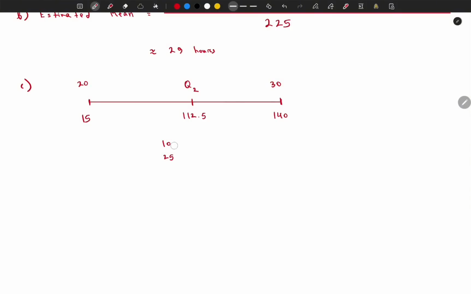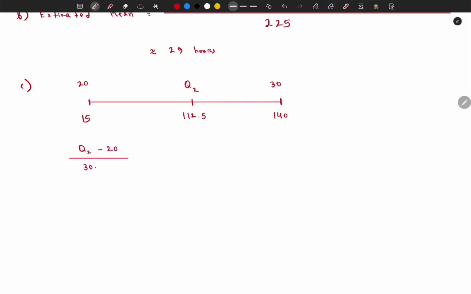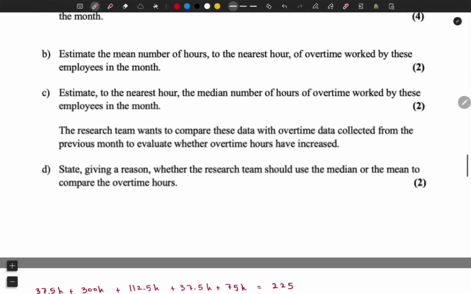Okay, sorry. So let me just rewrite this. This can be written as (Q2 − 20)/(30 − 20) = (112.5 − 15)/(140 − 15). So from this we can find out the value of Q2. So the median number of hours worked is 27.8 hours. So that is the answer for part C.